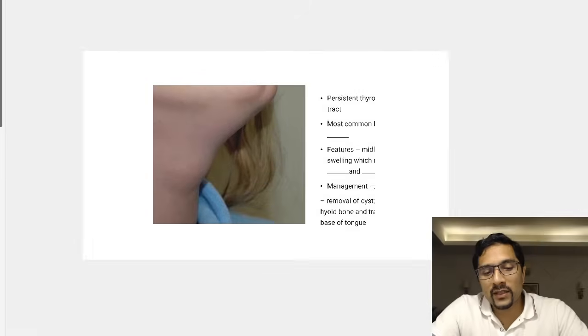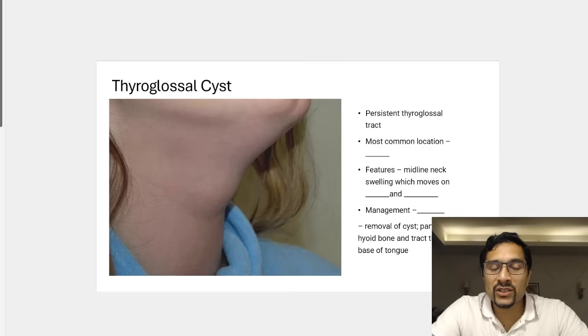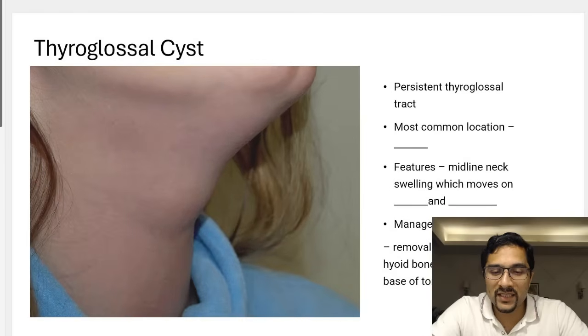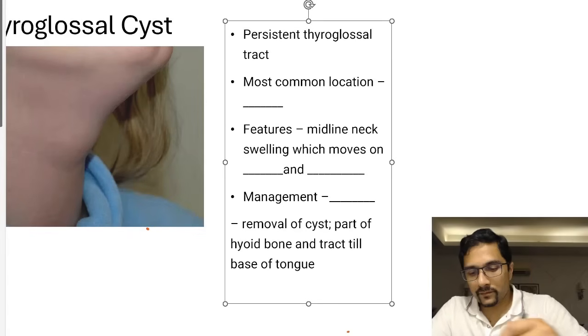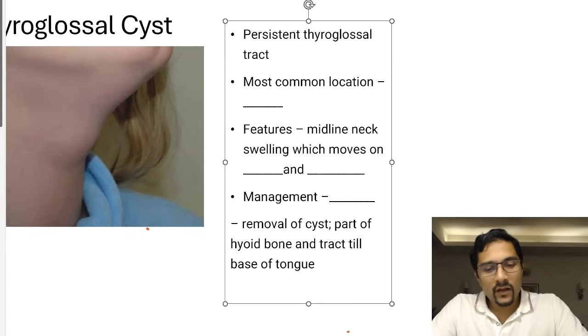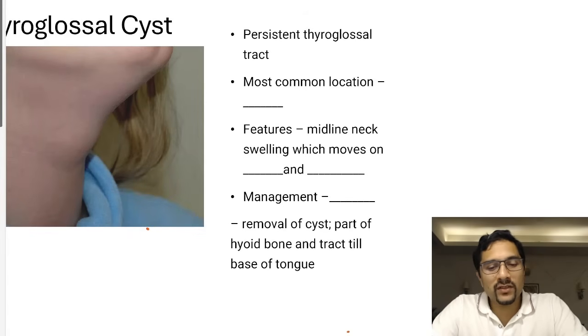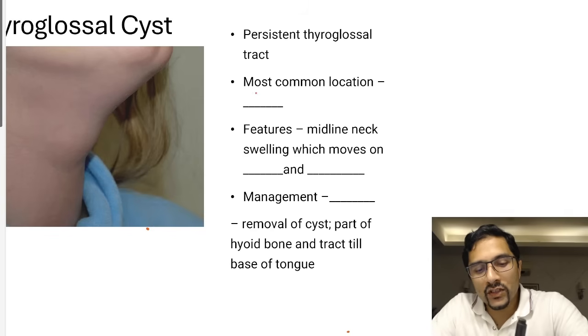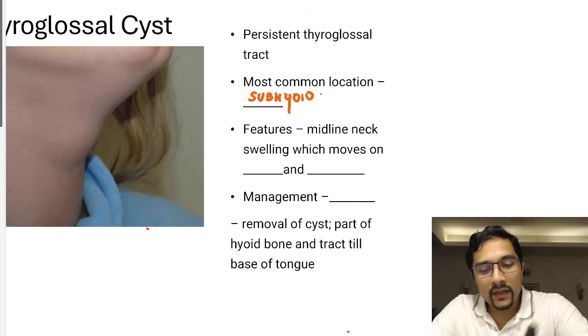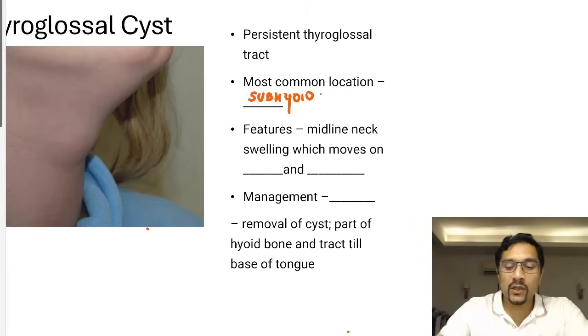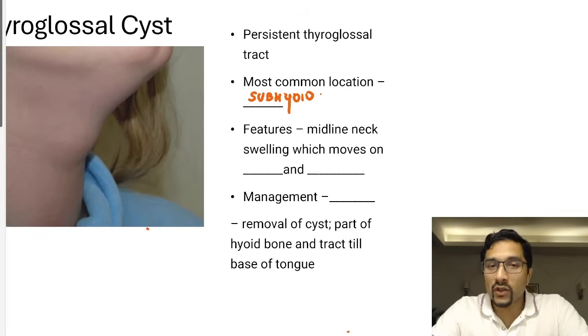Now we know thyroglossal cyst presents as a midline swelling in the neck, and it is the persistence of the thyroglossal tract. So thyroglossal cyst is nothing but a persistent thyroglossal tract, and the most common location for this is subhyoid, that means below the hyoid bone. The features are that of a midline neck swelling which moves with deglutition and with protrusion of the tongue.